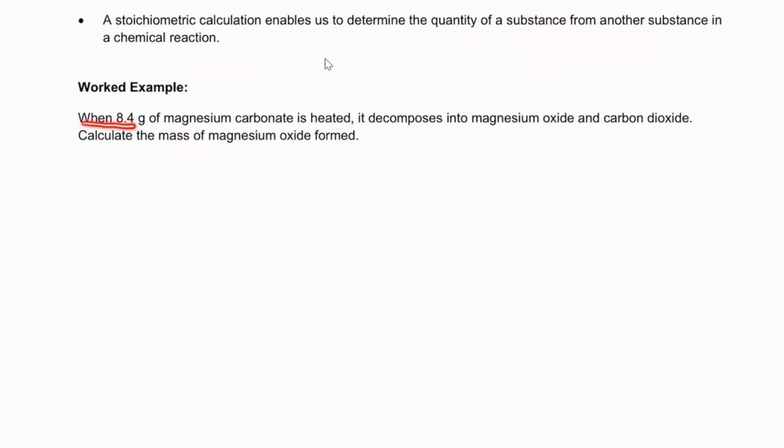When 8.4 grams of magnesium carbonate is heated, it decomposes into magnesium oxide and carbon dioxide gas. Calculate the mass of magnesium oxide formed. So in every step of chemical calculation, the first thing you should do is write the equation. So this is the equation of MgCO3, which is magnesium carbonate. Like I said, you do not have to worry about the equation at this point in time. All you need to do is follow me in terms of the equation. It decomposes to give you magnesium oxide, plus carbon dioxide gas.